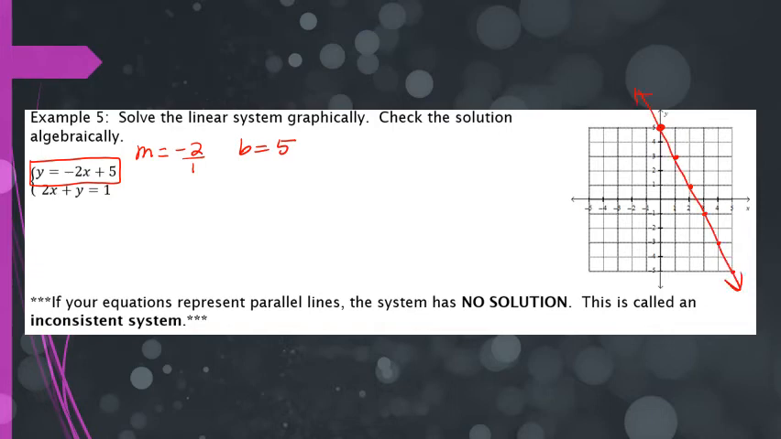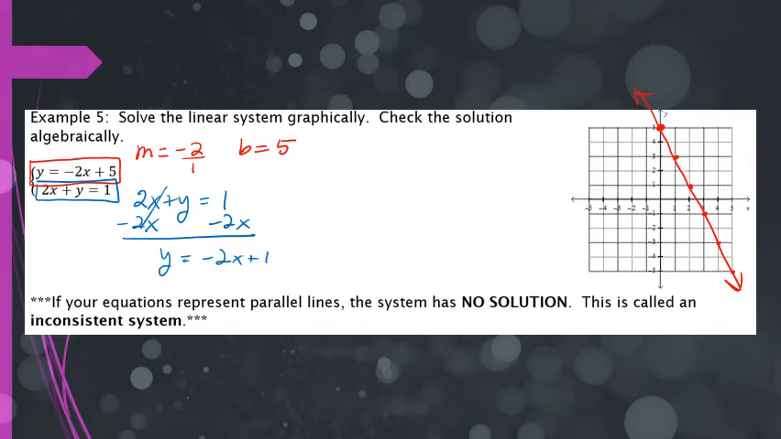All right, now my second line is not in slope-intercept form. So before we can identify slope and y-intercept, we're going to rearrange. I'm going to subtract 2x from both sides, leaving me with y equals negative 2x plus 1. And I don't have to divide by anything because I don't have a number in front of y. So now I can identify my slope, which is negative 2, and my y-intercept, which is 1.